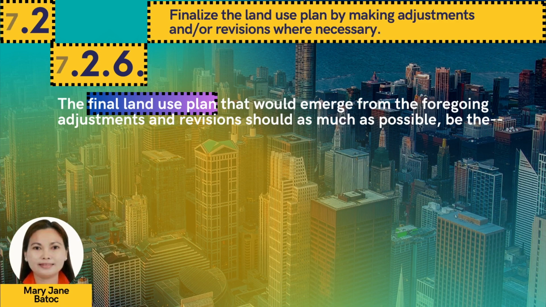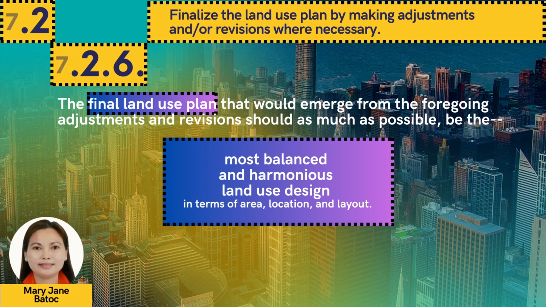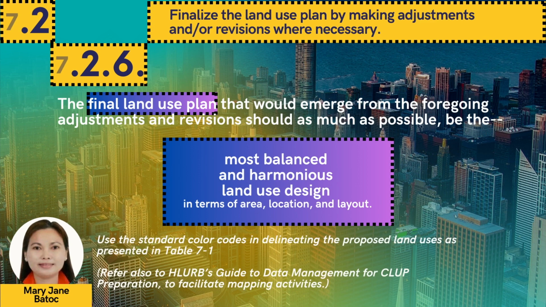The final land use plan that would emerge from the foregoing adjustments and revisions should as much as possible be the most balanced and harmonious land use design in terms of area, location, and layout. Use the standard color codes in delineating the proposed land uses as presented in Table 7-1. Refer also to HLURB guides to data management for CLUP or CLAP preparation to facilitate the mapping activities.